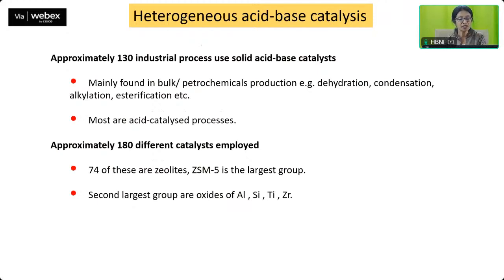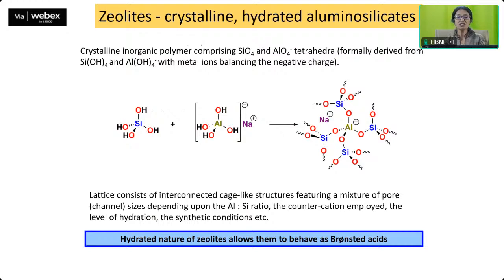Among them, 74 are zeolites, where ZSM-5 is the largest group. The second largest group are, of course, the different oxides of aluminium, silicon, titanium, and zirconium. So what are zeolites? As I discussed in one of the previous slides, these are crystalline inorganic polymers comprising silica and alumina tetrahedra, formally derived from silicon hydroxide and aluminum hydroxide, with metal ions balancing the negative charge.